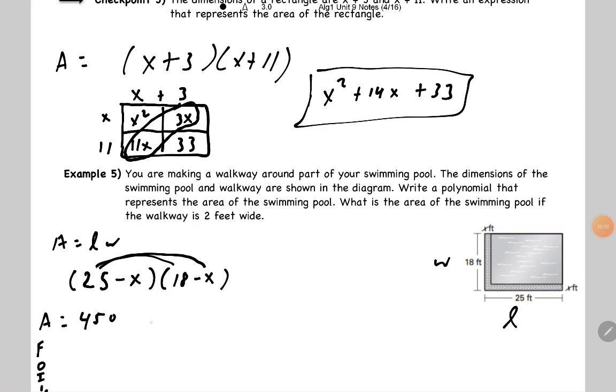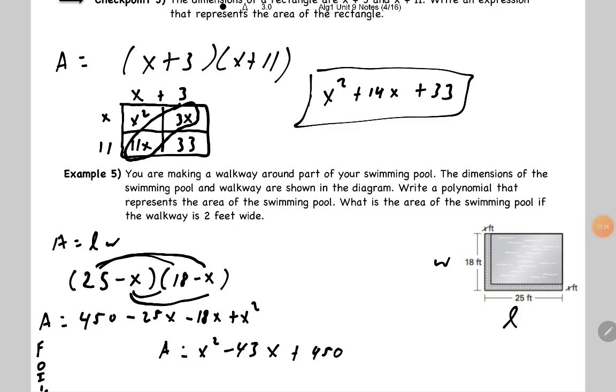Outside numbers, 25 times minus x is negative 25x. Inside, minus 18x. And last numbers, negative x times negative x is positive x squared. Okay, and then we're going to put it in order. A equals x squared. Negative 25 minus 18 is negative 43x plus 450. Okay, so that's our formula.